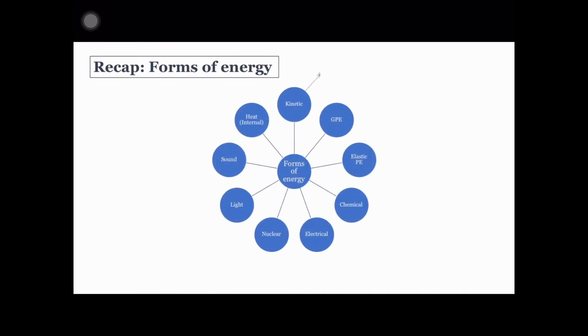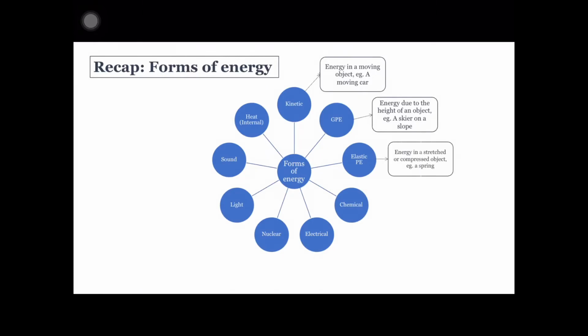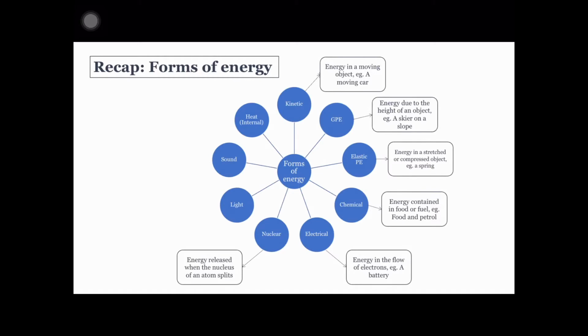First one, we have kinetic energy, which is energy in a moving object. Gravitational potential energy, it's the energy due to the height of an object. Elastic potential energy, energy in a stretched or compressed object. Chemical energy, energy contained in food or fuel. Electrical energy, energy in the flow of electrons. Nuclear energy, energy released when the nucleus of an atom splits.